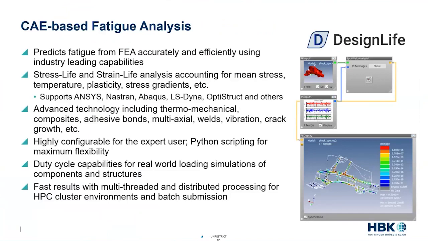Since we're talking about DesignLife, I'll give you an introduction for those who haven't seen it. Basically, it is a tool that does fatigue on virtual results, so results coming from FE analyses. It has capability for standard stress life and strain life with all the corrections one would expect. But it also has a wide range of advanced features in terms of welds, crack growth, adhesive bonds, multi-axial techniques, thermomechanical, composites. And all this information is available from most of the standard FE results packages. So we can import results from any of these in terms of things like Nastran, ANSYS, Abaqus, OptiStruct.